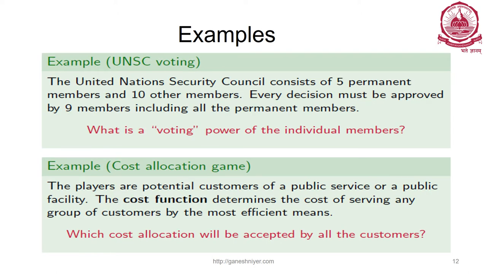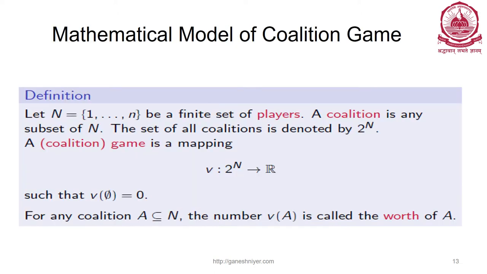So we can go on forever. There are a lot of such examples. Say the United Nations Security Council of 5 permanent members and 10 other members. Every decision must be approved by 9 members, including all the permanent members. What is the voting power of individual members?